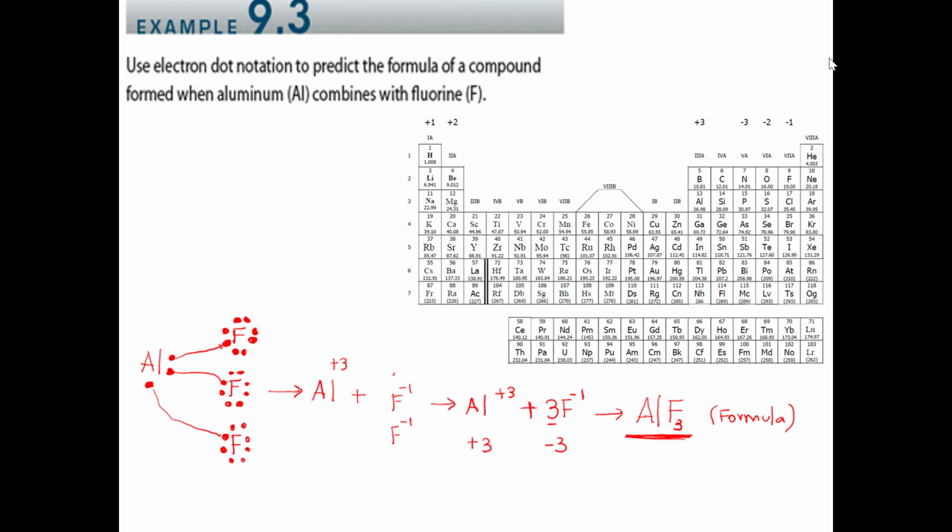Now the name of the compound will be first the name of the metal or the positive ion, which is aluminum, and then the name of the non-metal or the negative ion, but we change the ending to -ide, and it will be fluoride. And this is the name of the compound. Then the name will be aluminum fluoride.